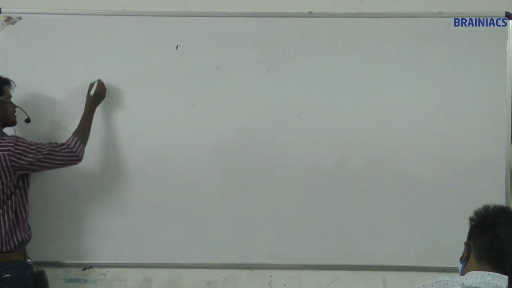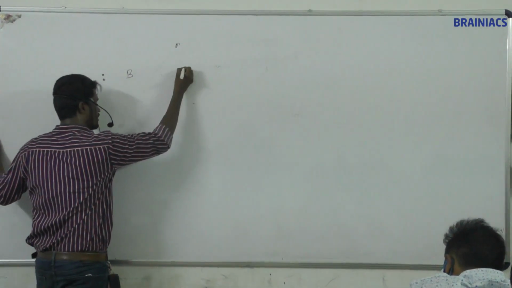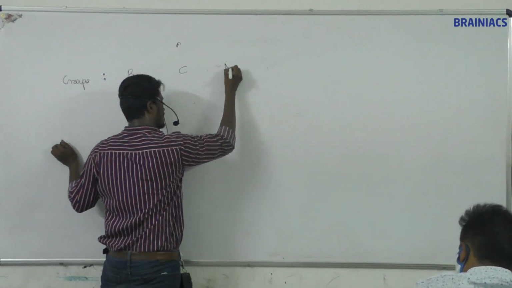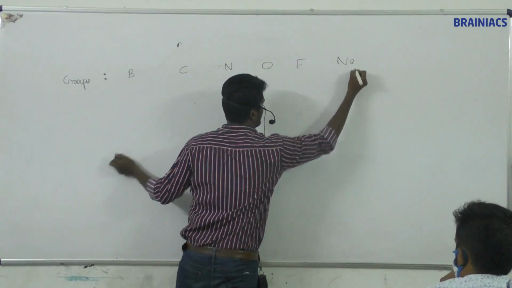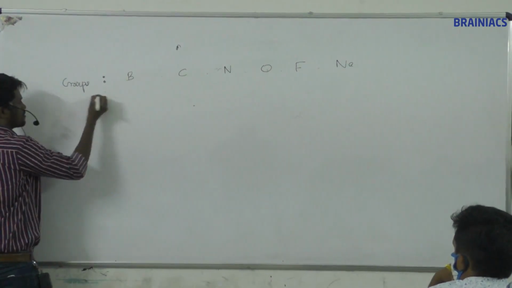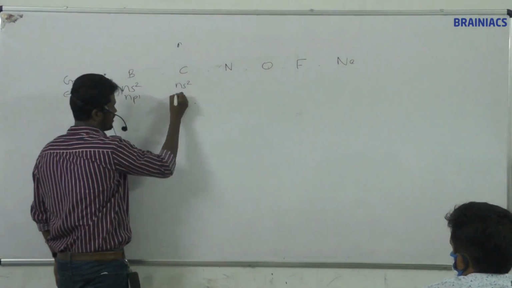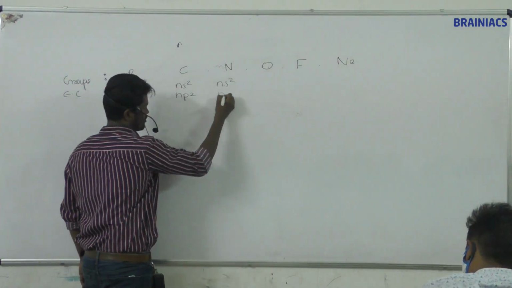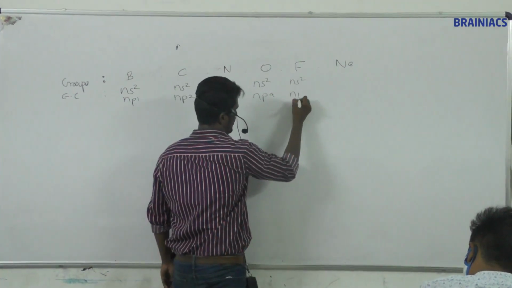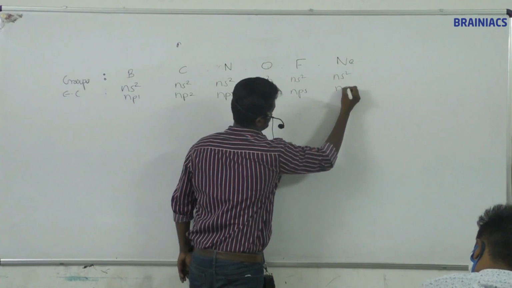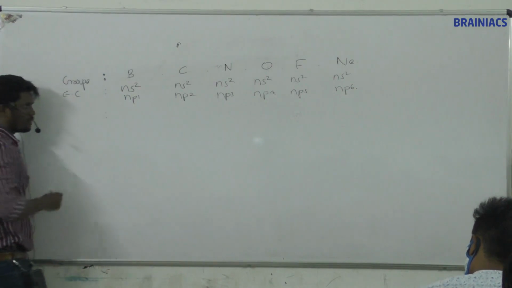So what are the groups? The boron family, carbon family, nitrogen family, oxygen family, halogens and inert gases. The electronic configurations will be ns2 np1, ns2 np2, ns2 np3, ns2 np4, ns2 np5, ns2 np6.